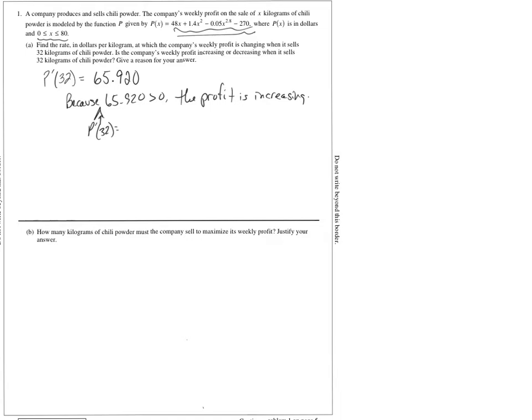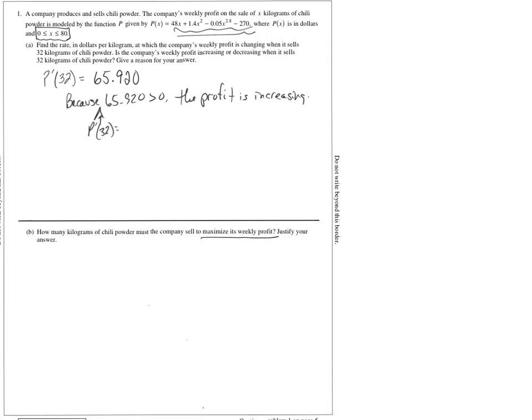I'm going to be quick with my written directions so you're not bored by watching me write all this stuff out. Okay, straightforward. That's an easy 1 or 2 points probably. How many kilograms of chili powder must the company sell in order to maximize its weekly profit? Anytime you're asked to maximize or minimize something, you're going to look at the derivative, set it equal to 0, and see where the sign changes. The number of kilograms will be 0 to 80.